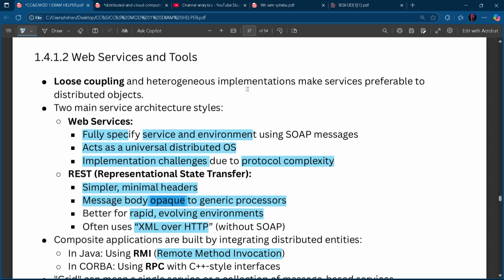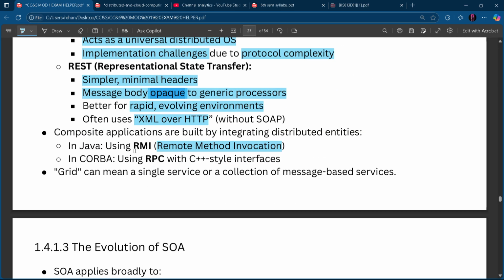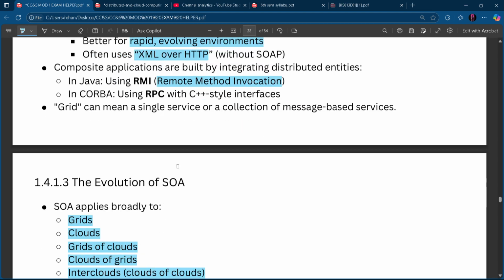REST is representational state transfer: simpler, with minimal headers, and the message body is opaque to generic processing. Opaque means it is not visible at all to generic processors. It is better for rapidly evolving environments, often using XML over HTTP. Composite applications use Java RMI in Java, and RPC in CORBA.